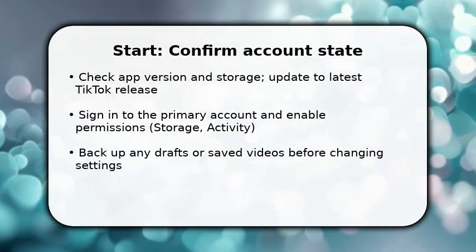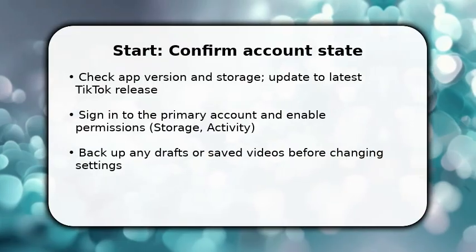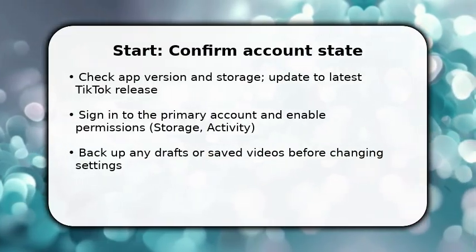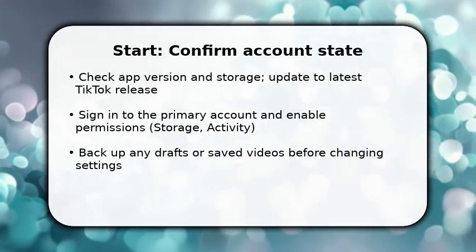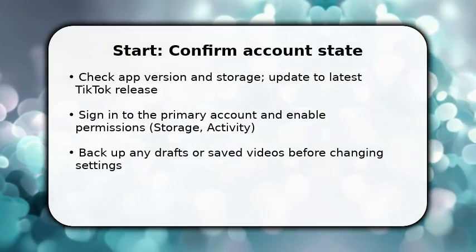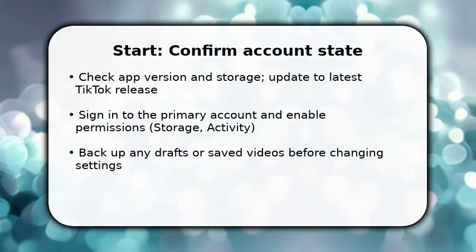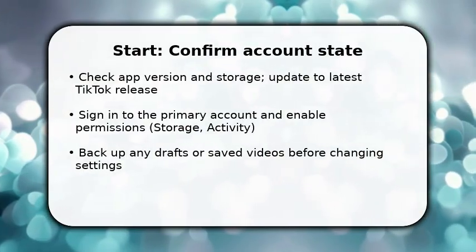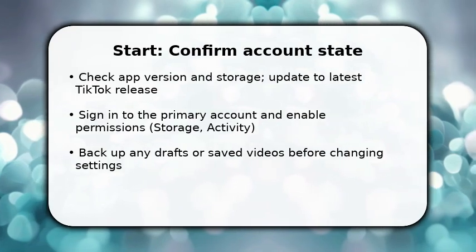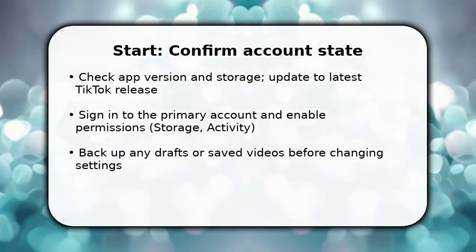Once done, grant storage and activity permissions so the app can record and retrieve history. Make sure to back up any drafts or saved media before proceeding, because toggling settings can affect cached data. This step prepares the environment and prevents accidental loss while you repair watch history.